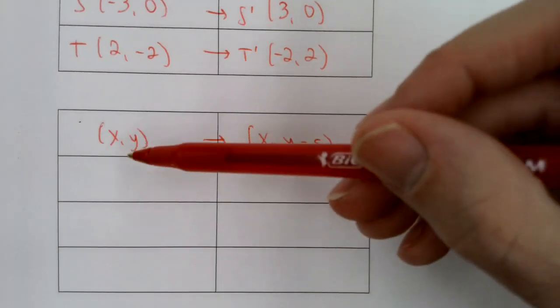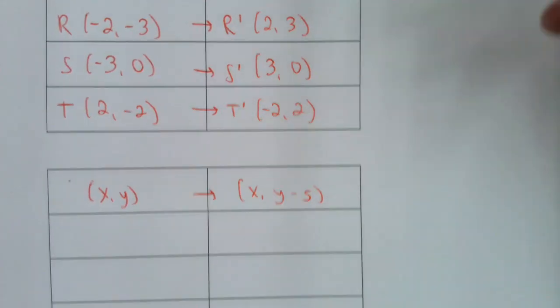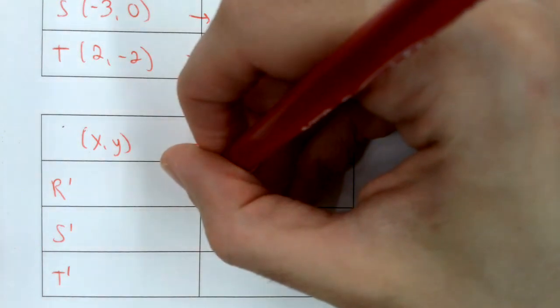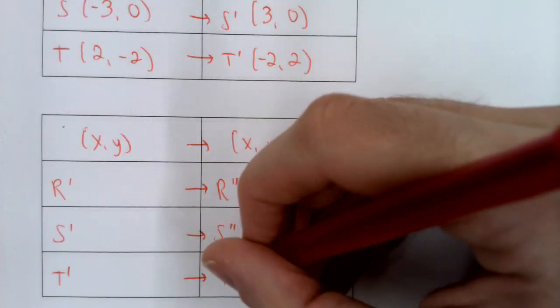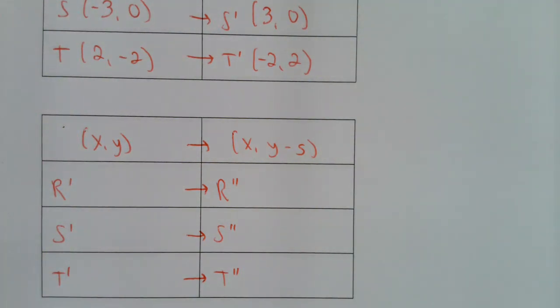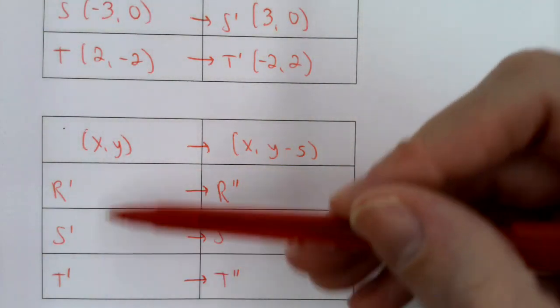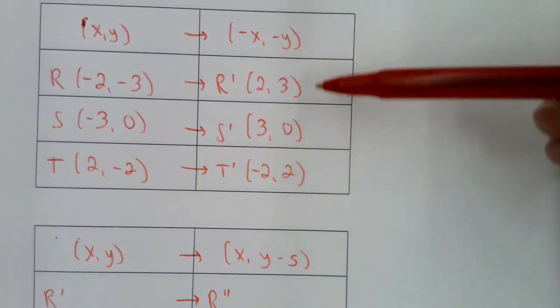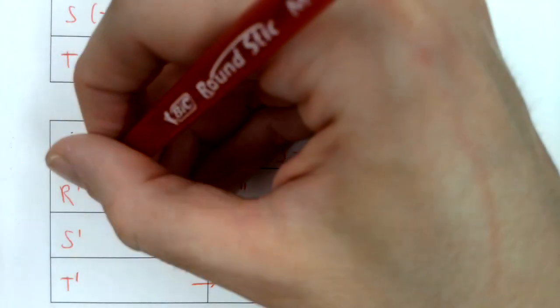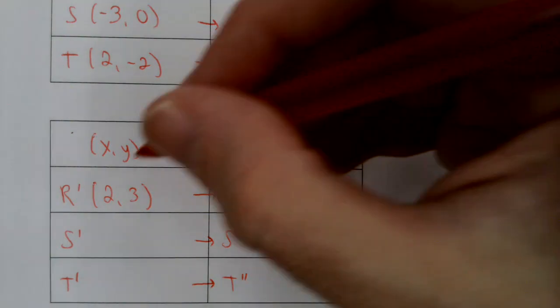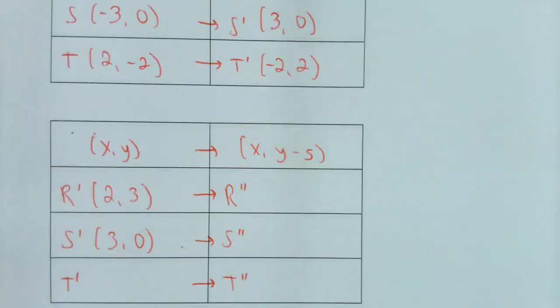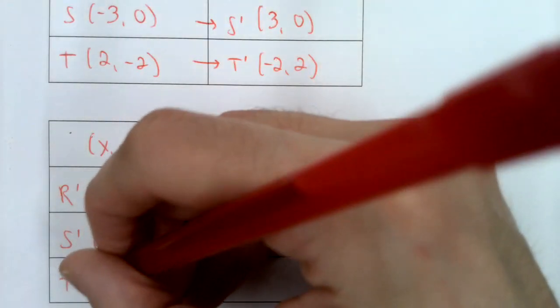And here's what I'm going to do. My left column, I'm going to use R prime, S prime, T prime. I'm going to say R prime maps onto R double prime. S prime maps onto S double prime. And T prime maps onto T double prime. So I'm going to copy R prime, S prime, T prime from this table. R prime was 2, 3. We had S prime as 3, 0. We had T prime as -2, 2.